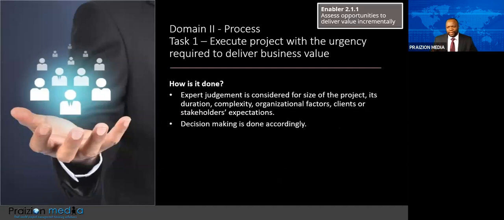How is it done? Expert judgment is considered for the size of the project, its duration, complexity, organizational factors, clients, or stakeholder expectations. You're delivering a 50-story building to a client. Now, in the world of Agile, it's different. For software development, we may say we can deliver increment 1, increment 2, increment 3. But how do you do a 50-story structure and deliver it in increments?